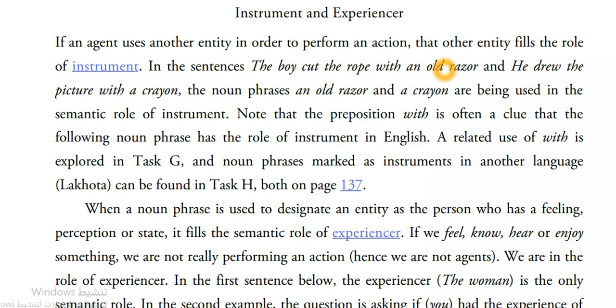يعني الأداة اللي استعملها حتى يقطع الحبل كانت اللي هو old razor, يعني كانت من نوعية أداة حادة بتحلق للحلاقة. He drew the picture with a crayon. Crayon يعني اللي هي الأوراق اللي ممكن تتطوى وترتسم. That's the point of instrument. So instrument is like a machine that we use to do something. So the boy here is agent and the rope is theme, but with an old razor, this is instrument.